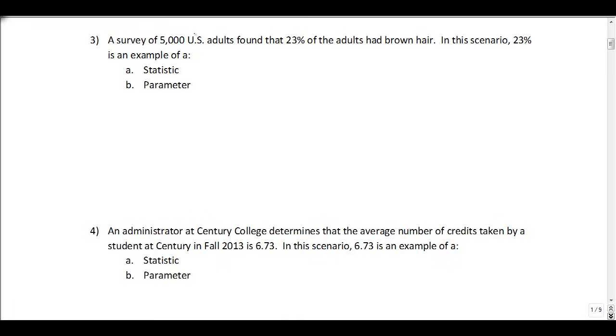And since we have 5,000 US adults, and presumably we're trying to make a conclusion about all US adults, 5,000 is certainly much less than the total number of adults in the US, so this should be from a sample. And that means that that 23% is a statistic.